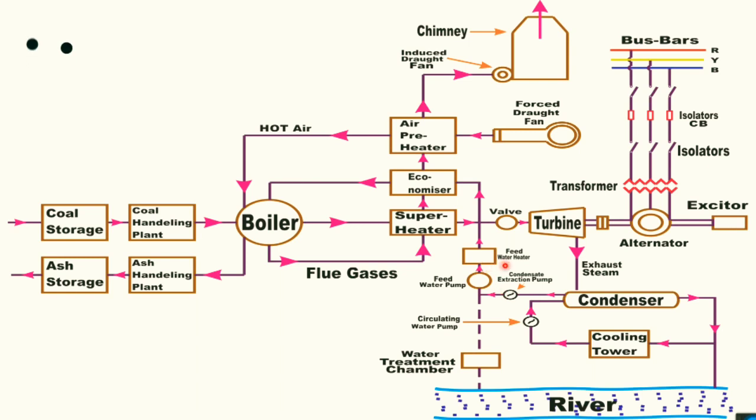Now there is a feed water heater. So some power plants do not use this feed water heater. They just send the water directly to the economizer. We'll discuss what the economizer is. So basically the idea is using the water from the turbine and sending it back to the boiler.